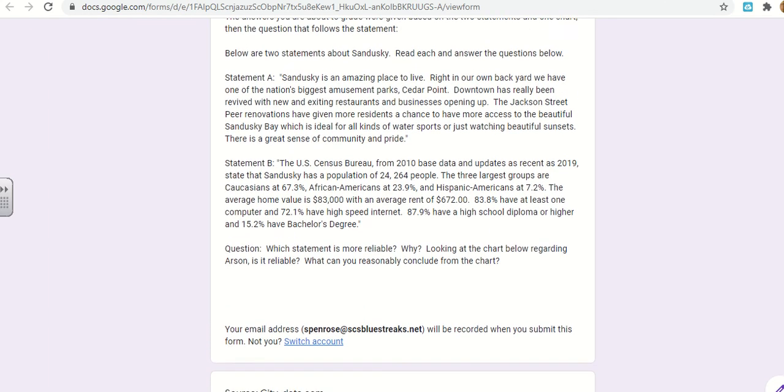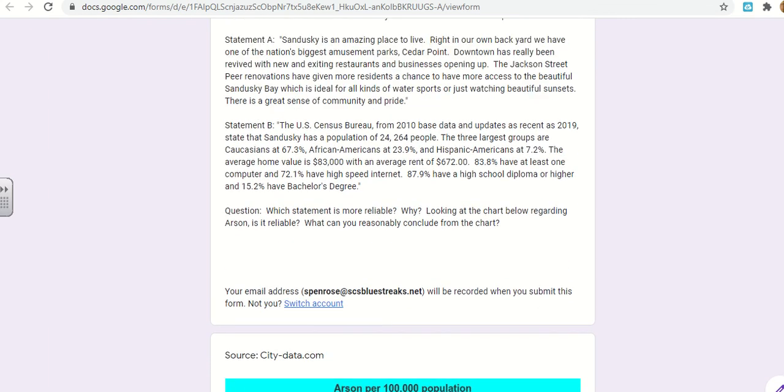Are there a lot of facts in there? Okay, statement B. The U.S. Census Bureau from 2010 base data and updates as recent as 2019 state that Sandusky has a population of 24,264 people. The 3 largest groups are Caucasians at 67.3%, African Americans at 23.9%, and Hispanic Americans at 7.2%. The average home value is $83,000 with an average rent of $672.